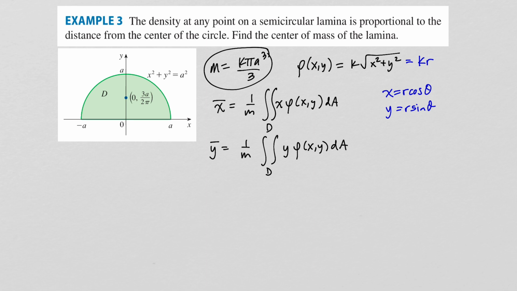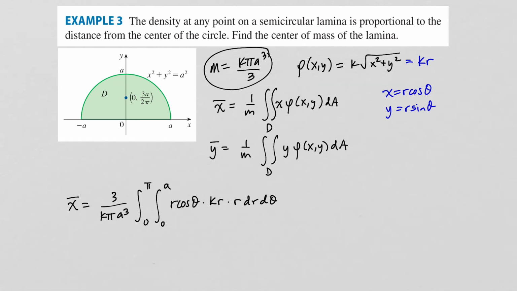So, integrating for x bar, we're going to get the following. And we just need to do a little simplifying here. Notice that one thing we can do right away is the k here can cancel the k on the outside, since those are constants. And then we have r to the third times cosine of theta, dr d theta. Both of our variables are being integrated over a constant interval, so we can just separate these into two separate integrals.